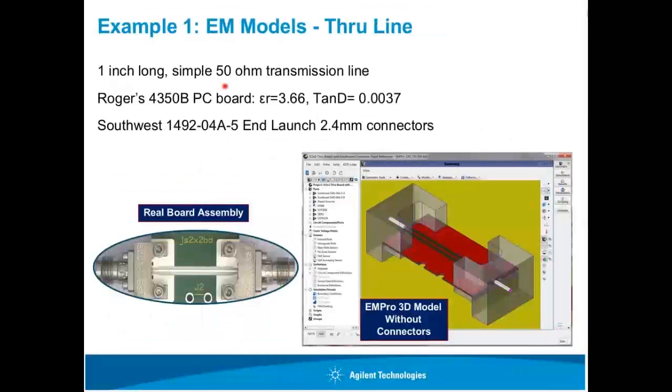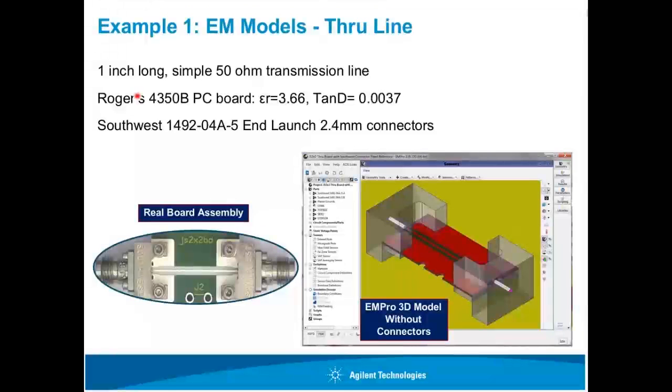So let's take a look at one example for EM models, since we are talking about EM models in this presentation. Here's a very simple structure we simulated. It sounds simple, but actually the structure itself is pretty complex from the EM or measurement perspective.